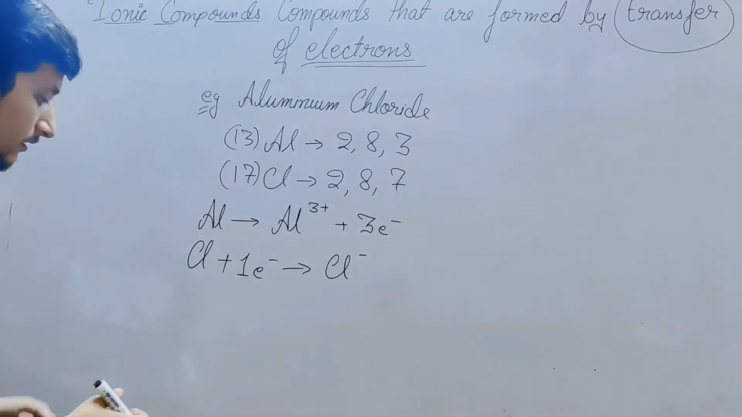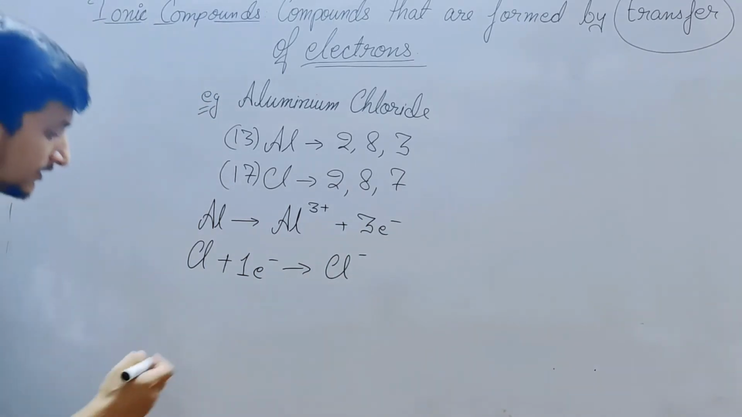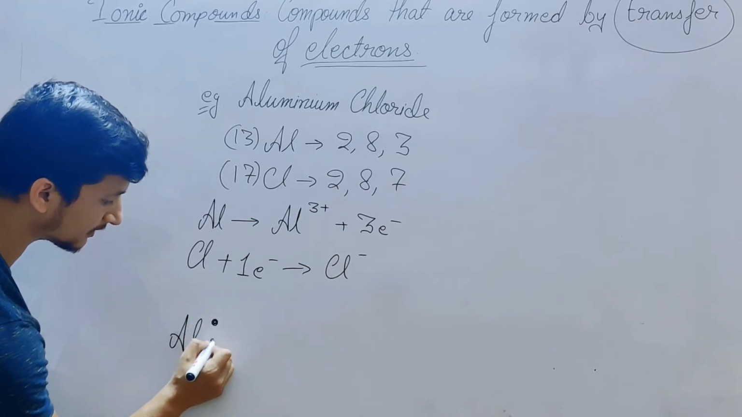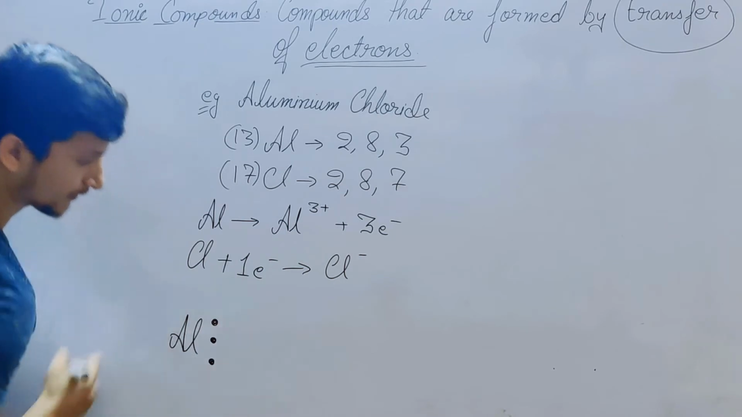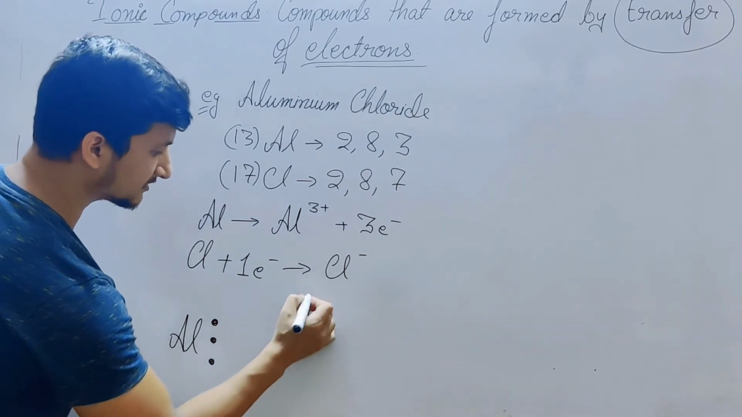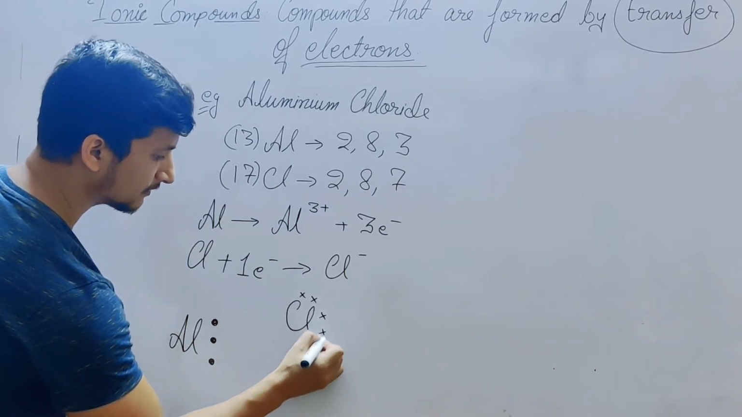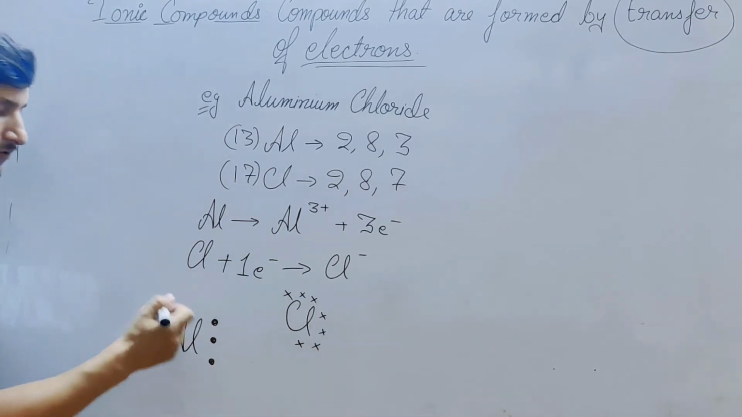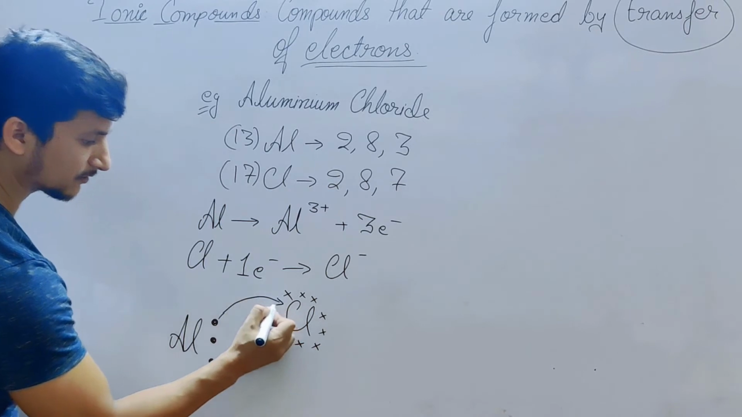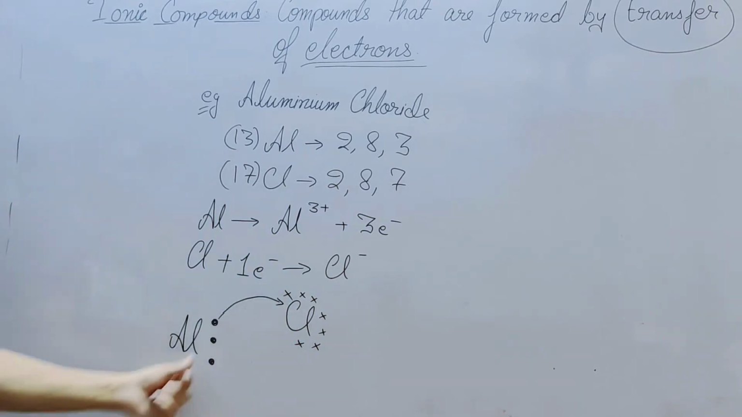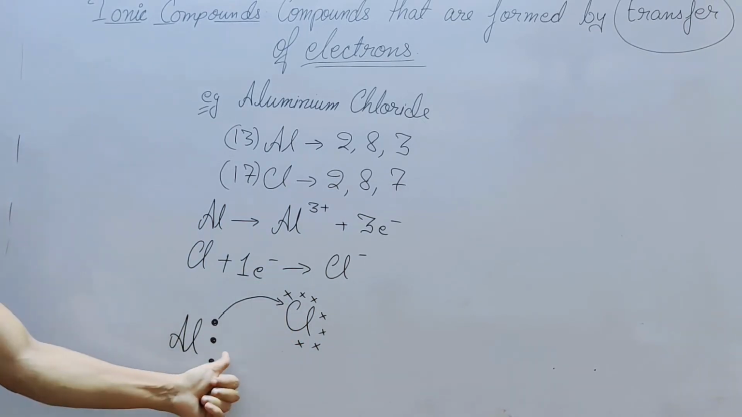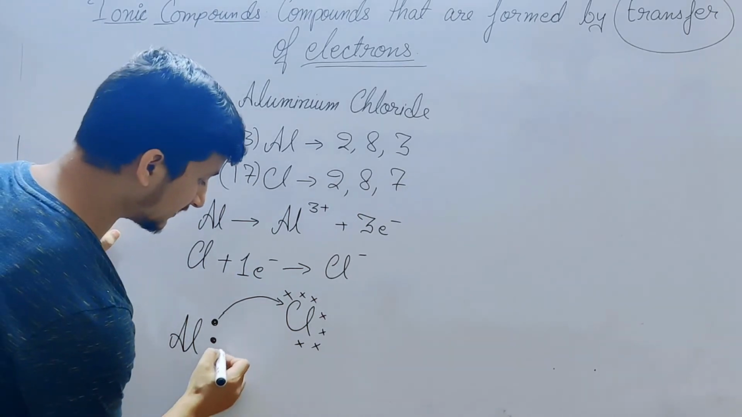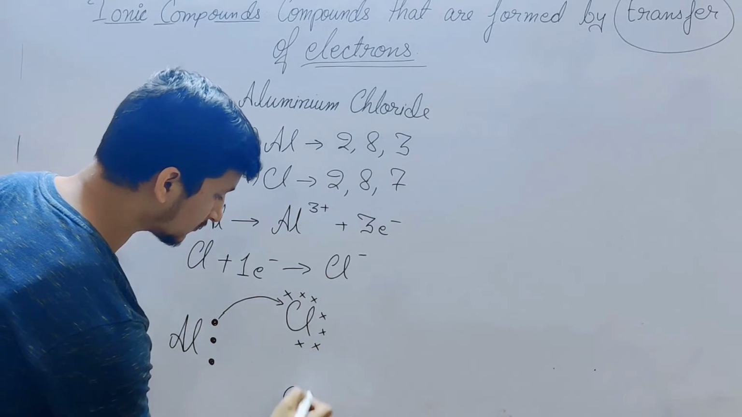Now look, if we don't know the formula for aluminium chloride, we know that aluminium has 3 electrons in its outermost shell. Talking about chlorine, which is already having 7. So this chlorine needs only 1 electron to complete octet. So it will get 1 electron from aluminium. But still aluminium is having 2 more electrons. It means it can donate its electron to another chlorine atom.